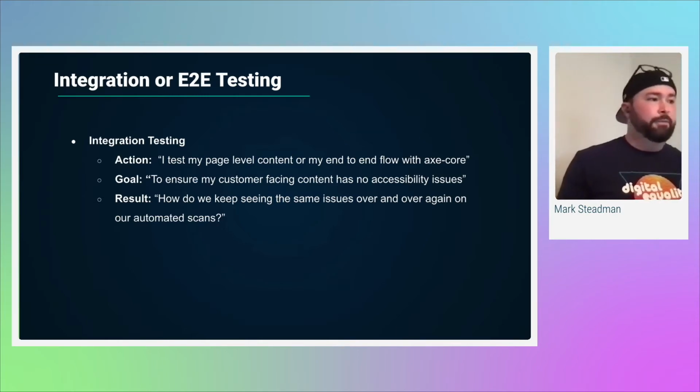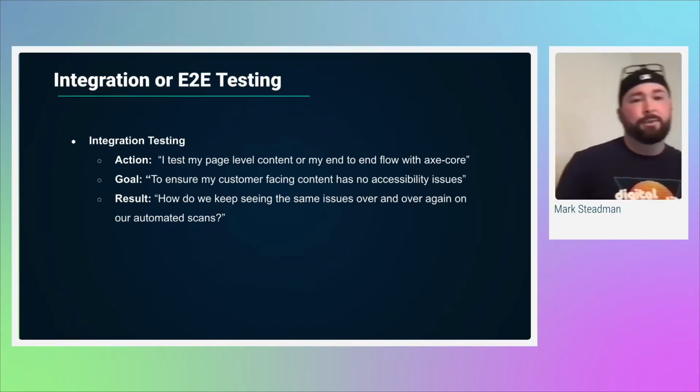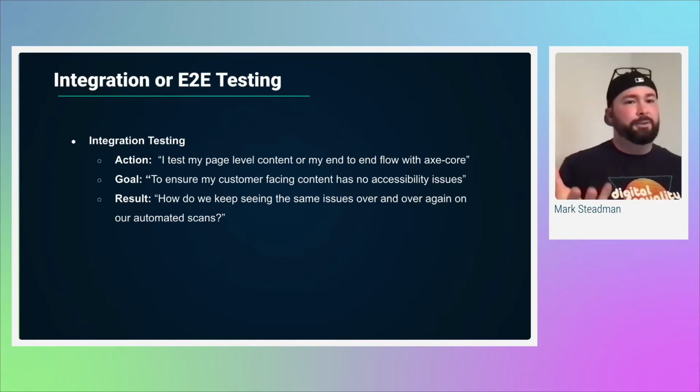Again, action, goal, result. For integration testing, my action: I test my page-level content or my end-to-end flow with Axe-core. Awesome, 1 for 1. Goal: to ensure my customer-facing content has no accessibility issues. Awesome, 2 for 2. The result: how do we keep seeing the same issues show up over and over again on our automated scans? You want to know why? Because you're not testing the functionality of the actual content, the components that are going on the page, in that process as well. So for instance, I'm a new developer on my team, right? I show up with Noah.